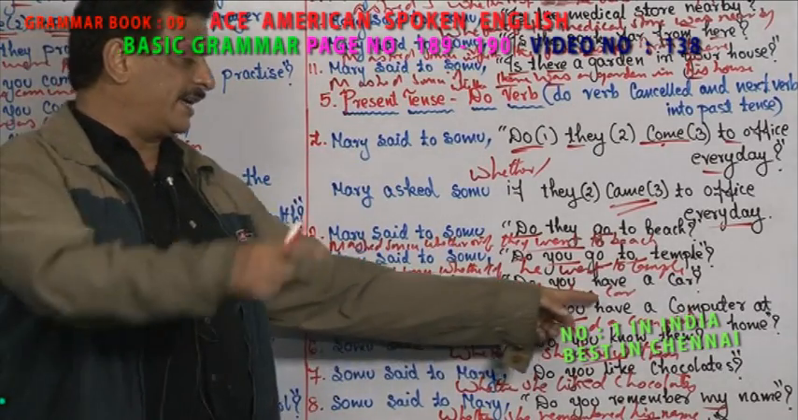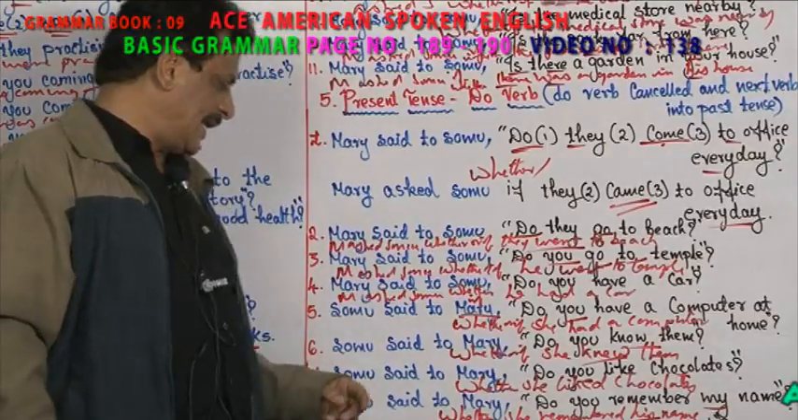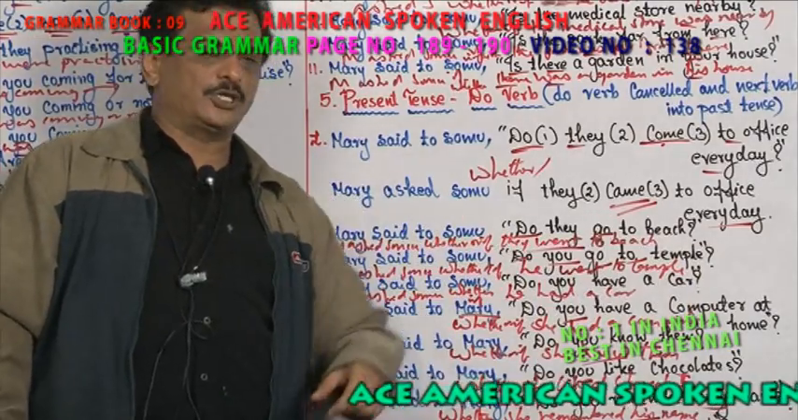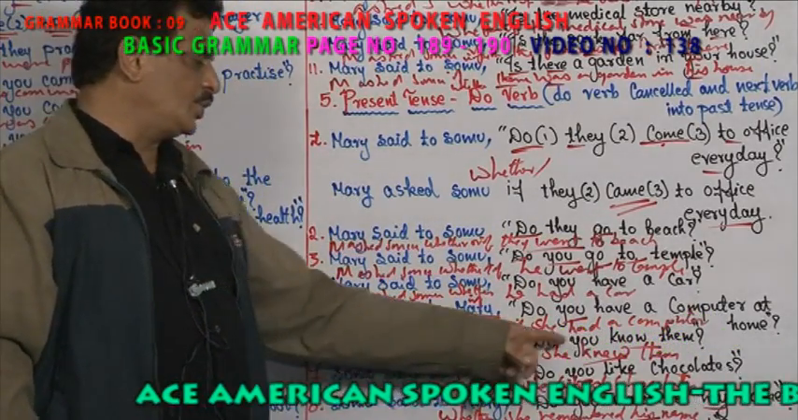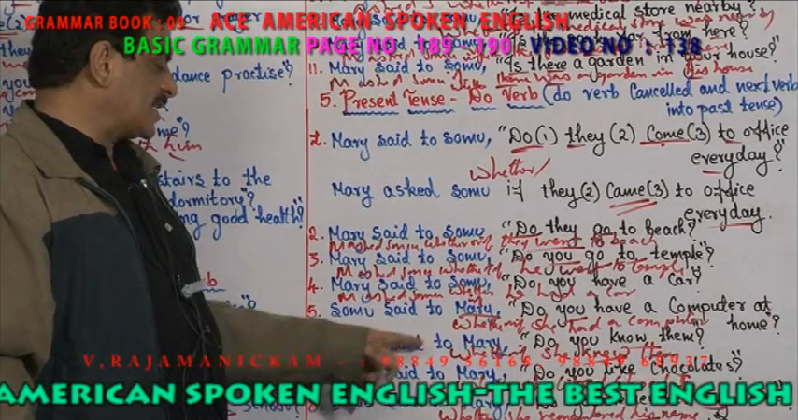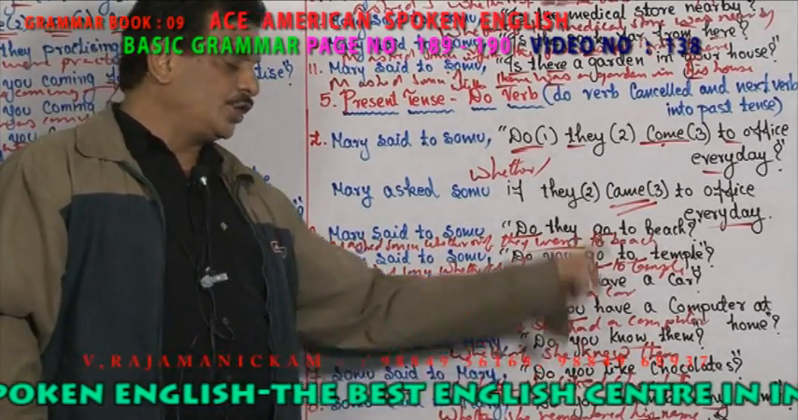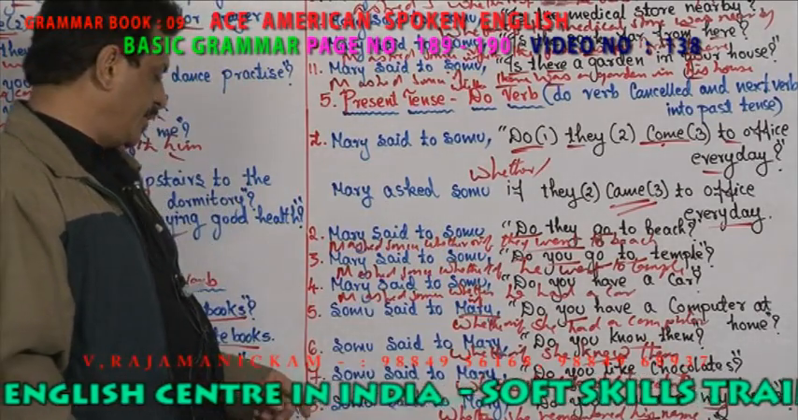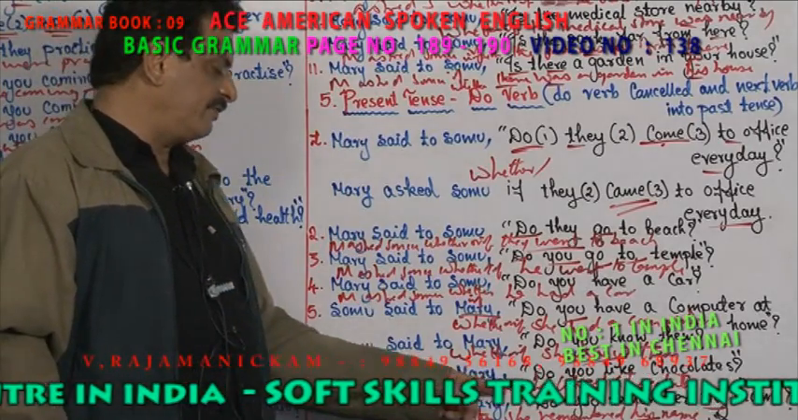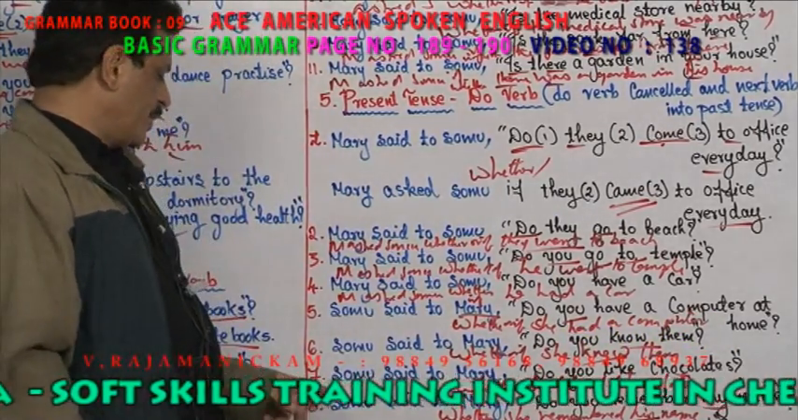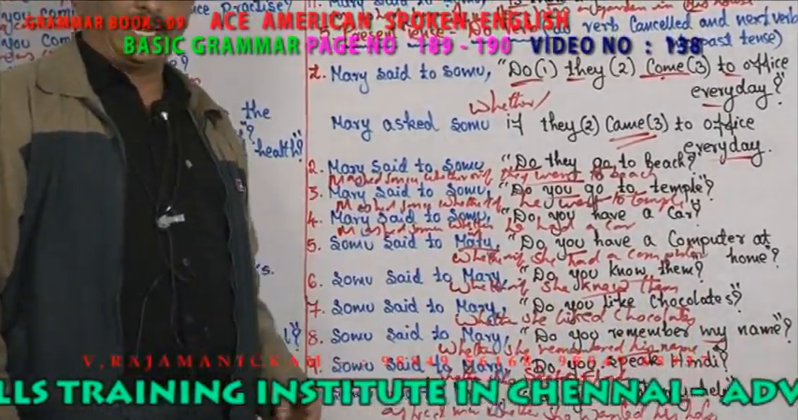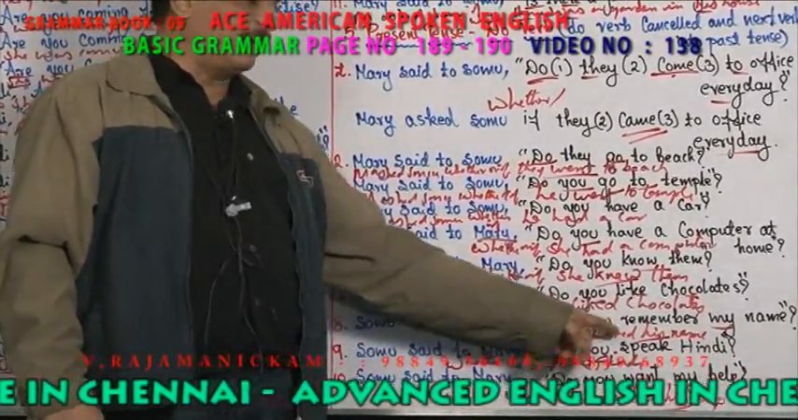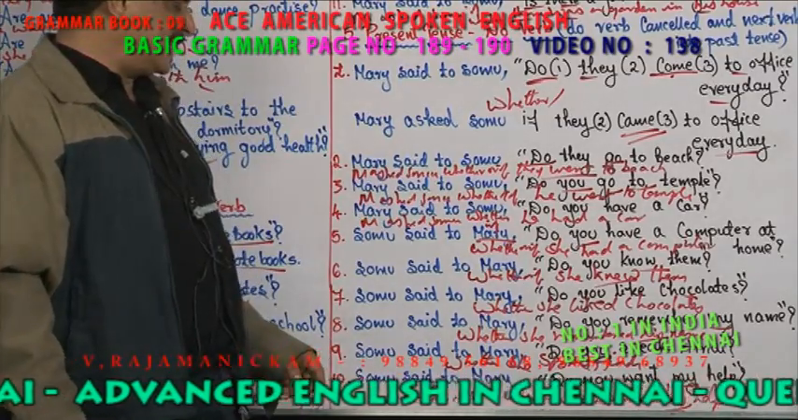Somu said to Mary, do you have a computer at home? So Somu asked Mary whether or if she had a computer at home. Somu said to Mary, do you know them? Somu asked Mary whether or if she knew them. Somu said to Mary, do you like chocolates? Somu asked Mary whether or if she liked chocolates. Somu said to Mary, do you remember my name? Somu asked Mary whether or if she remembered his name. "My name" changes into "his name".